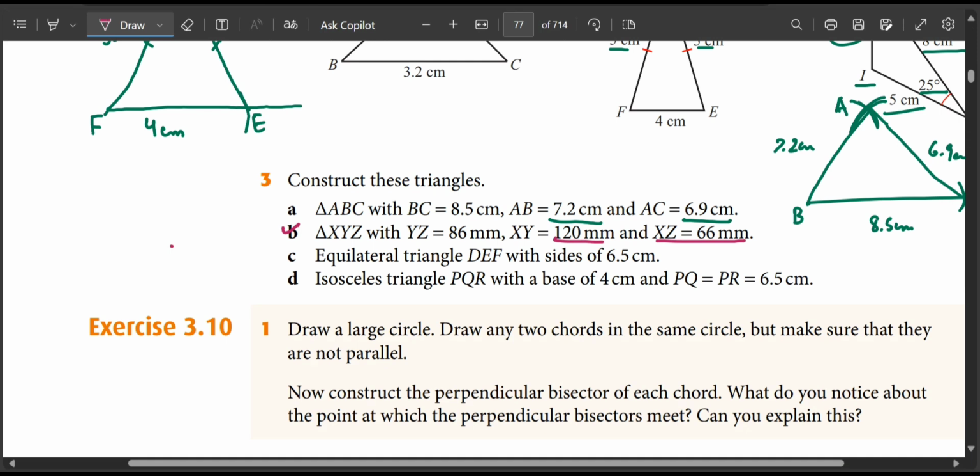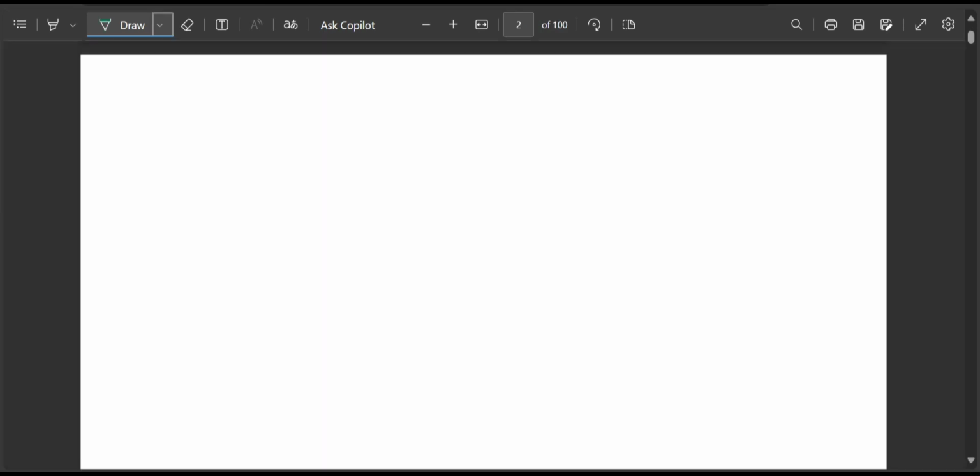So construct these triangles. XYZ है हमारे पास, YZ हमारे पास है 86 मिलीमीटर. फिर उसके बाद हमारे पास YX था या XY था 120 मिलीमीटर and XZ जो था वो था 66 millimeter. So these are millimeters, so let's convert into centimeters.